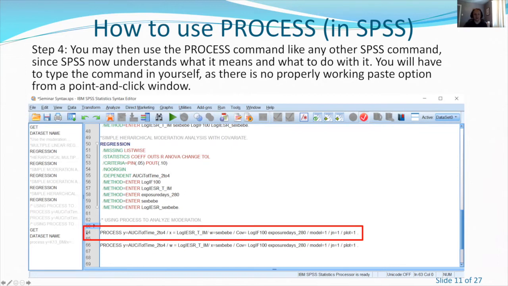You can see here in red that, as with any other command, it starts with PROCESS, and then you have a bunch of variables and other arguments that you add in. So I'll now try to teach you what those different parts are in a moderation setting.